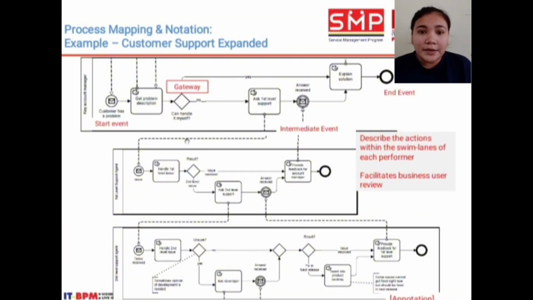The second one is the first level support. They receive the issue from the KAM, try to solve it, and either send the result back to the KAM or escalate the issue to second level support. When second level support provides a response, first level support forwards the feedback to the KAM. The third one is the second level support, which handles escalated or complex issues. If unsure, they consult developers. They either resolve the issue or document bugs in the product backlog. In all cases, they send feedback to the first level support.